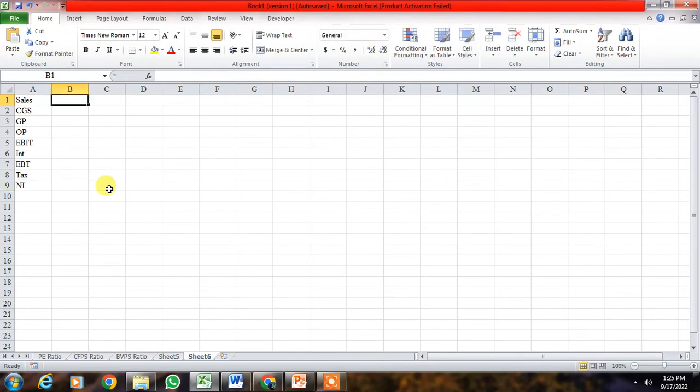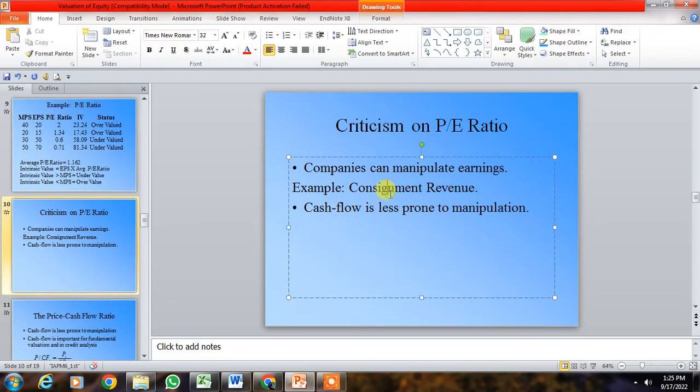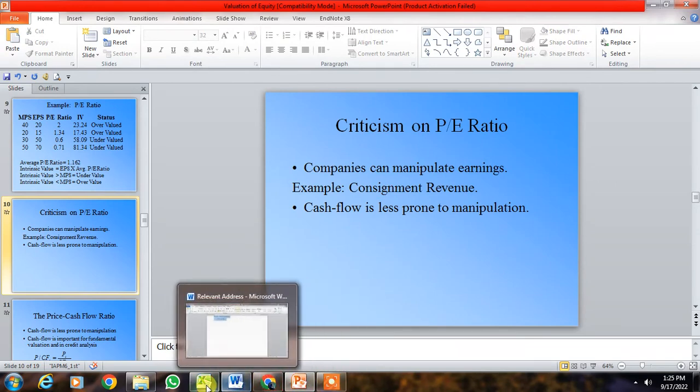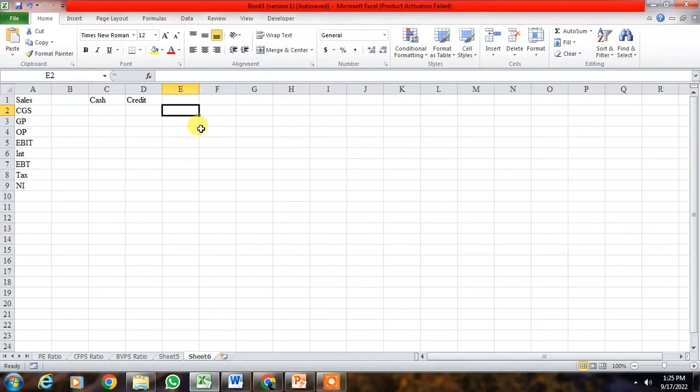Now, my dear, in case of sales we have two kinds of sales. One is based on cash and another is based on credit. So in the income statement you consider all the sales, whether that is because of cash or because of credit. We can easily manipulate the net income even inside the rules. For example, consignment revenue means we sell an item today and then receive its cash in the future.